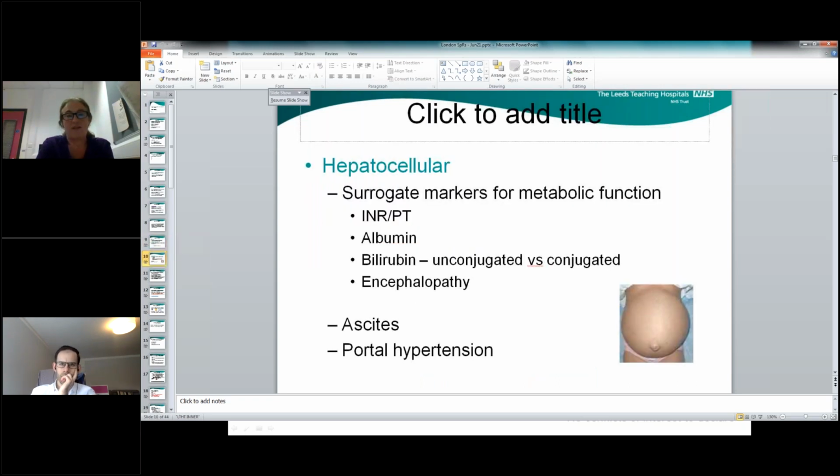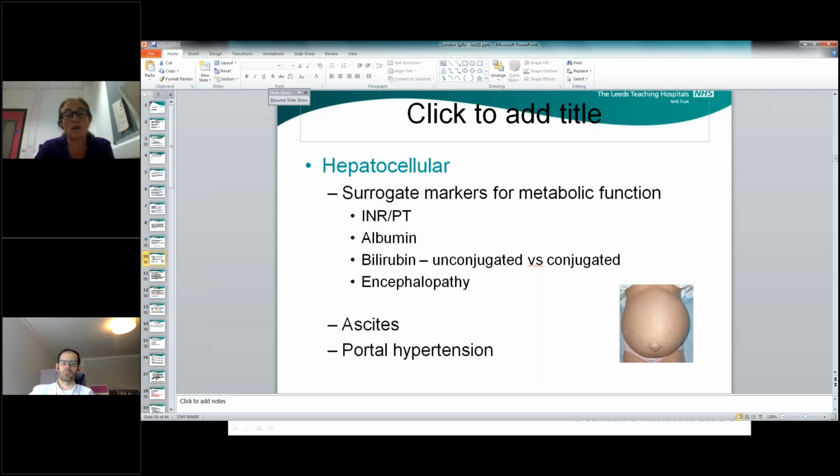We don't have, as I've said already, a nice marker like a creatinine where we can do a nice calculation to work out creatinine clearance. So what we have to do is look more for these surrogate markers. Where we're measuring INR and albumin, those give us an idea of what the liver's synthetic function is like. So if it's still making clotting factors and it's still making albumin, there's a very good chance that it's still able to fully metabolize drugs. So we probably don't need to worry.